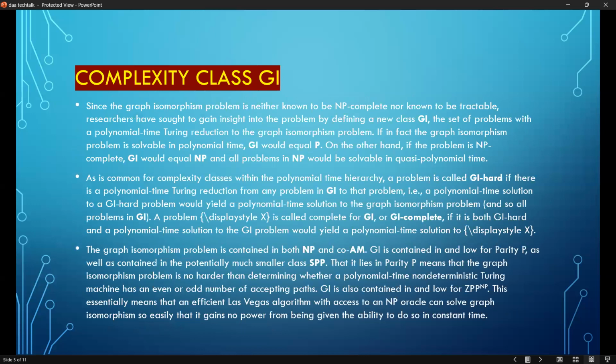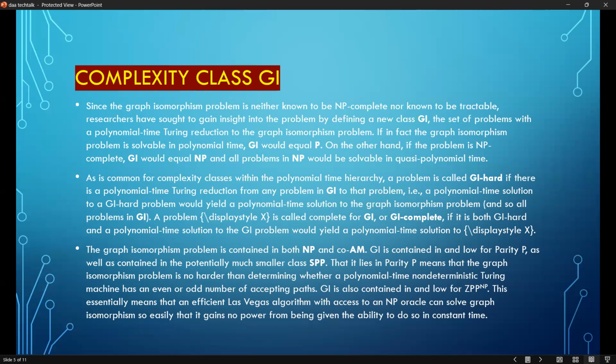Complexity class GI. Since the graph isomorphism problem is neither known to be NP-complete nor known to be tractable, researchers have sought to gain insight into the problem by defining a new class GI, the set of problems with a polynomial time Turing reduction to the graph isomorphism problem. If in fact the graph isomorphism problem is solvable in polynomial time, GI would equal P. On the other hand, if the problem is NP-complete, GI would equal NP and all problems in NP would be solvable in quasi-polynomial time.